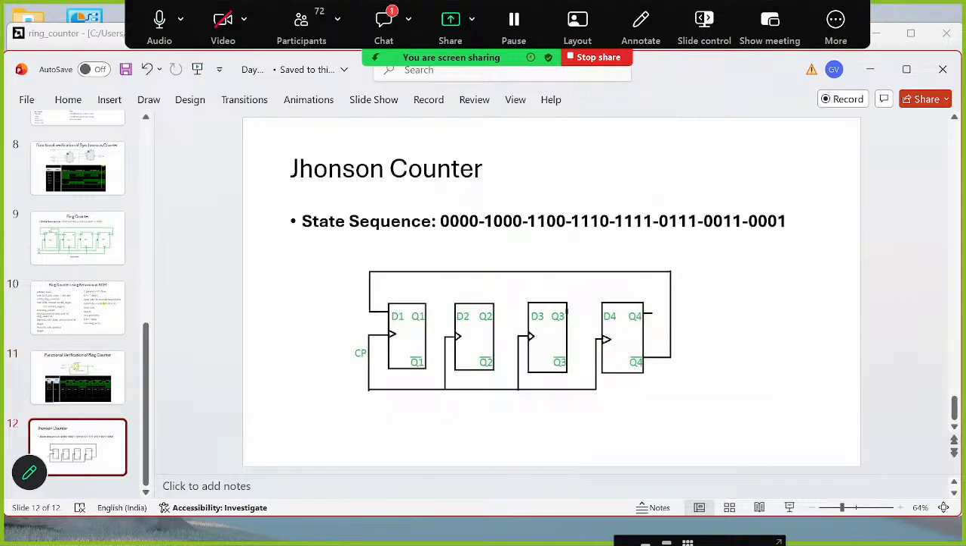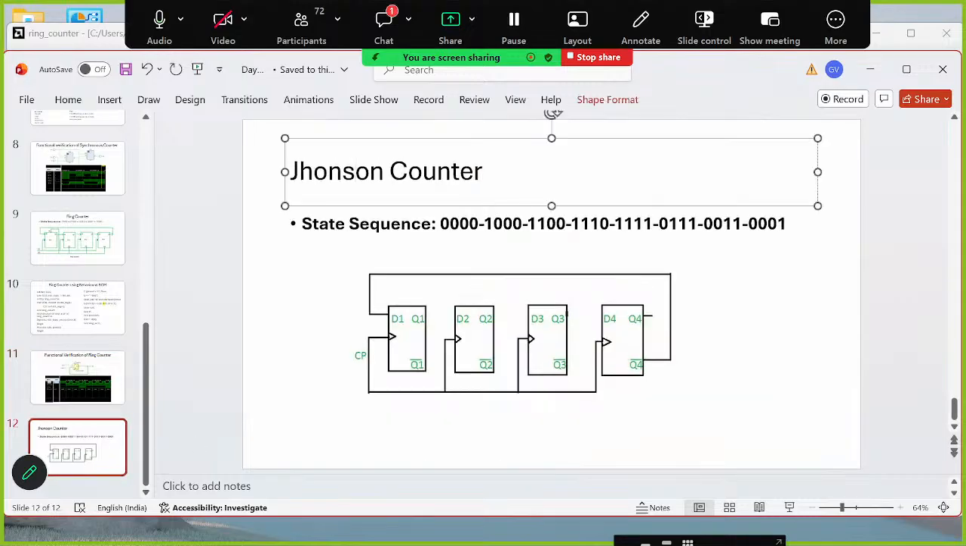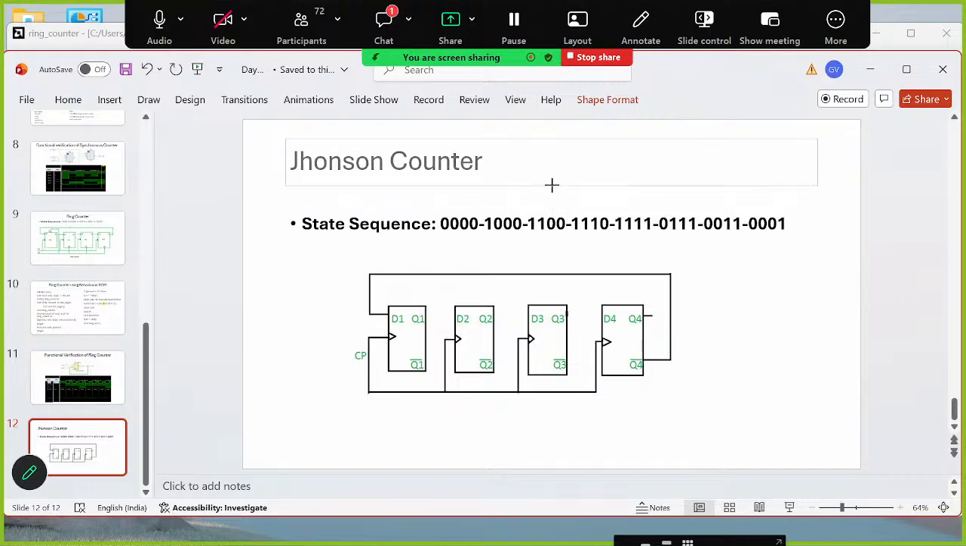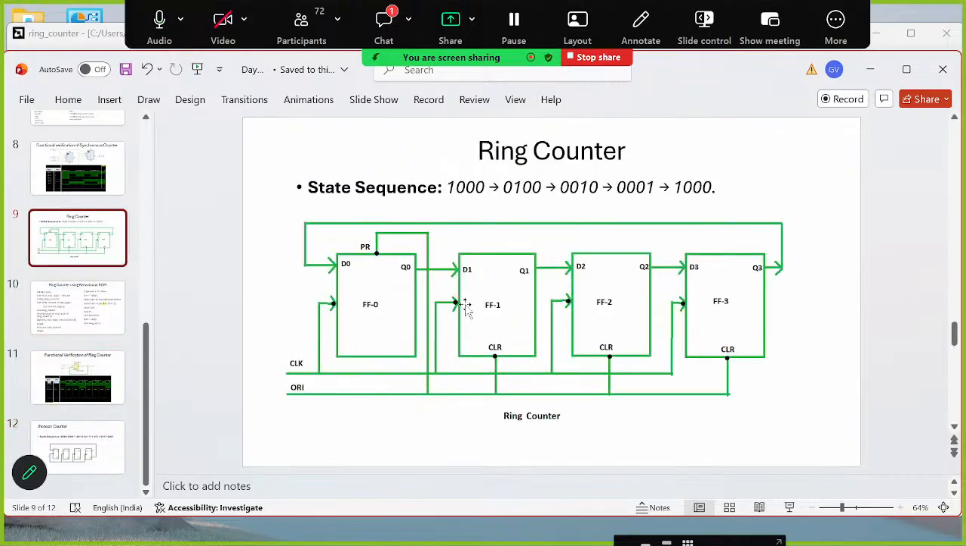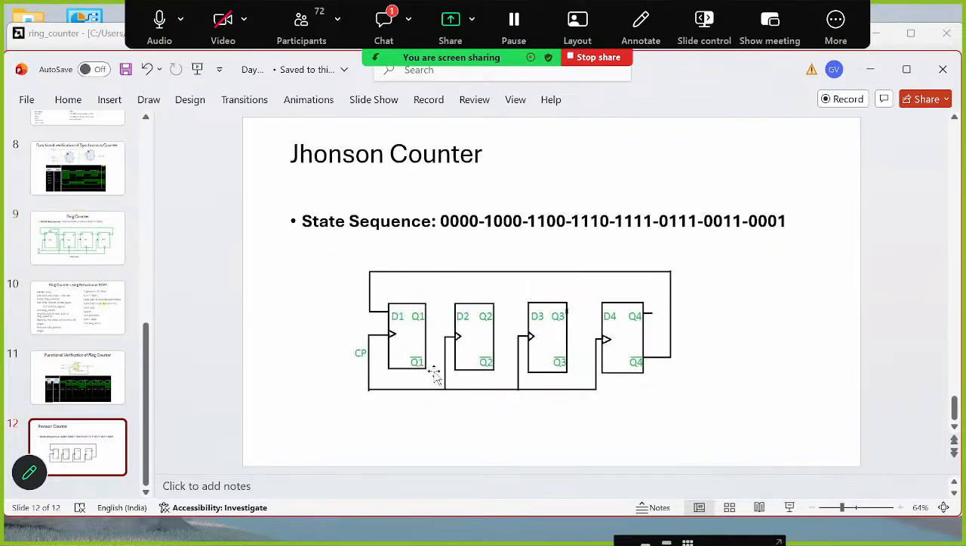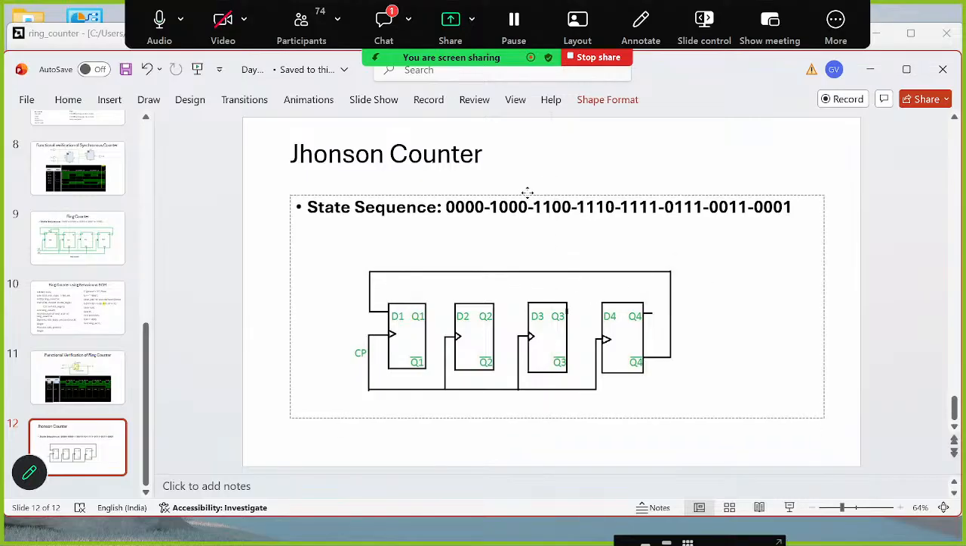Okay, the designing with the Johnson counter. Now you can see this is the example of Johnson counter. It is very much similar to the ring counter. In the ring counter, its Q3 output is going to D0. But in the case of Johnson counter, we have the same flip-flops. The only difference is that the Q bar output is going to D1. That's it. It means you have to make a very small change in the program in order to generate this type of output.